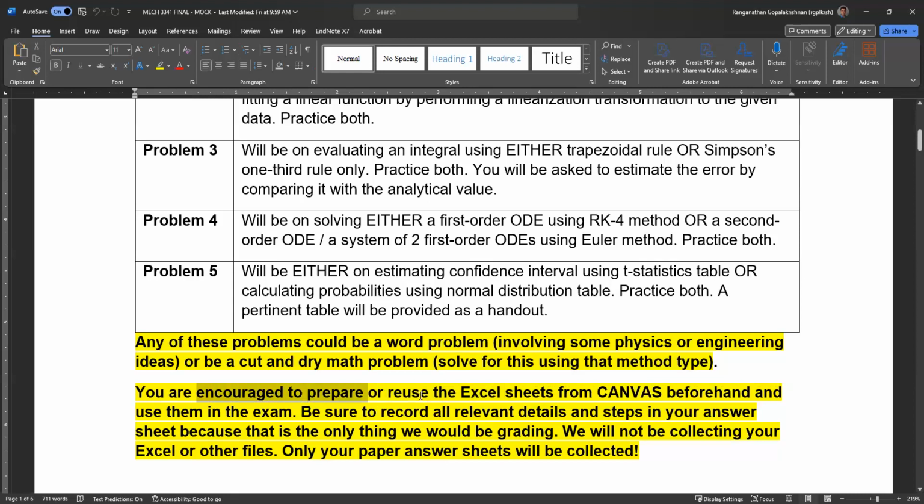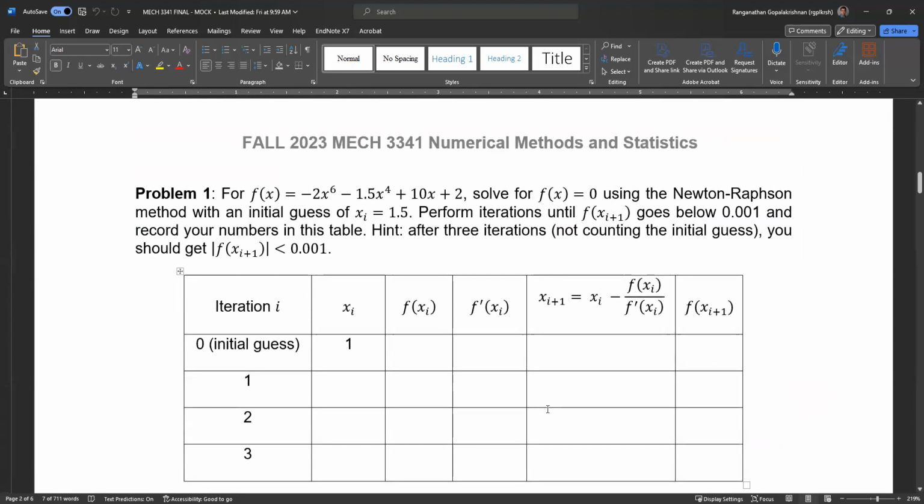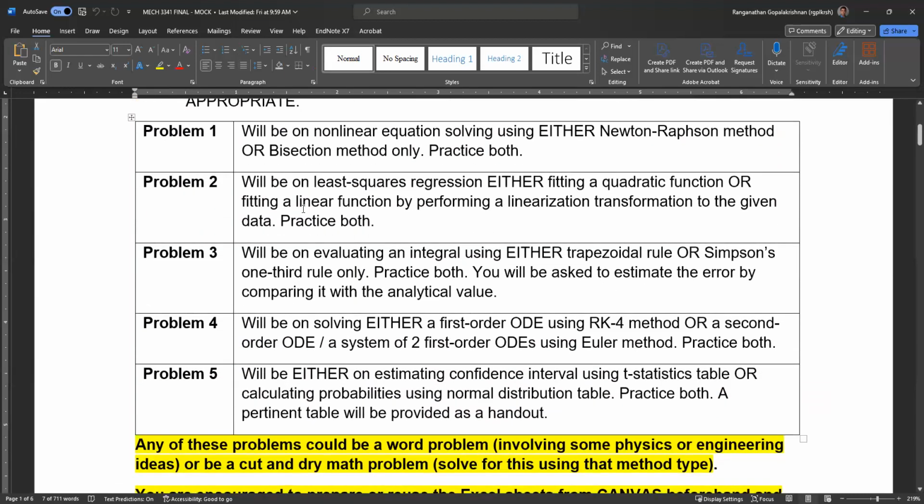You can bring any prepared Excel sheets or codes that you can use during the exam. All that is fine, but make sure you record all the details in your sheet, because we will not be collecting anything other than the paper. So if you have something that you had written down but is not included in what you gave us, it won't be graded. That's it. So with that, I'll just jump into the 5 problems.